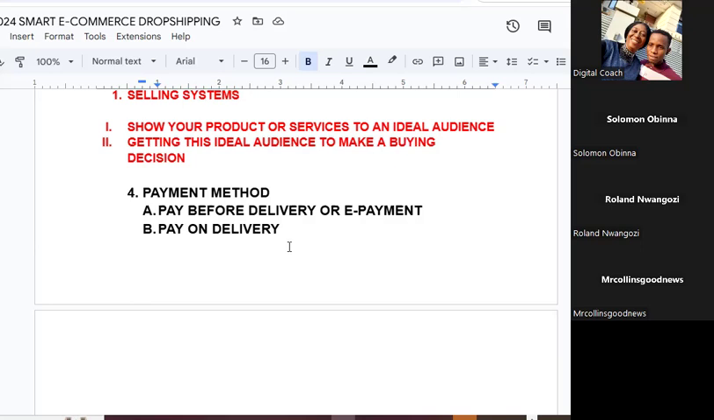The customer sees the product and then makes payment. But pay before delivery or e-payment, the customer has to make payment first before you start moving the product to them. Now, if you use the first one, that is pay before delivery, you will not make too many sales. So I will not lie. But if you use pay on delivery, people want to see what they are paying for first before they pay. You will get a lot of orders if you use that method.